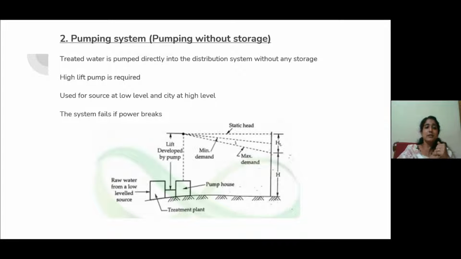And here high lift pumps are required. The figure shows the pumping system, and here you can see the pumping houses and the raw water sources, the head difference and the head loss, that is, minimum demand and maximum demand are provided. This is the schematic representation of a pumping system.